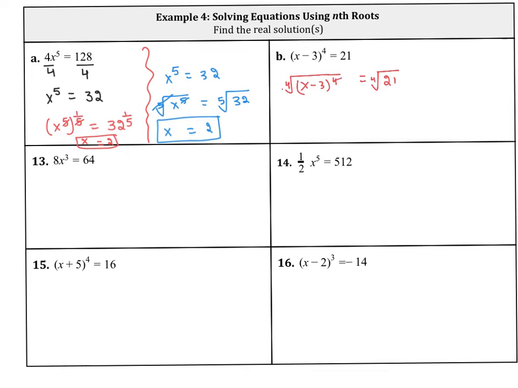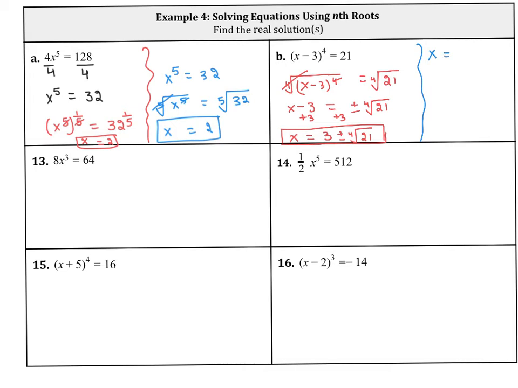And the 4 and the fourth root cancel. x minus 3 equals plus or minus the fourth root of 21. Plus 3 on both sides, so you get x equals 3 plus or minus the fourth root of 21. If you want to write it this way, this is called the answer in radical form, but we can make it into decimal form.